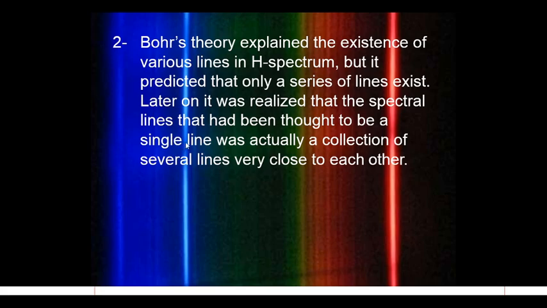And these spectral lines that had been thought to be a single line were actually a collection of several lines very close to each other. See here you can see a red line, isn't it? But watching closely you can see several red lines, isn't it? So Bohr's theory failed to explain the presence of several lines instead of a single line in a hydrogen spectrum.